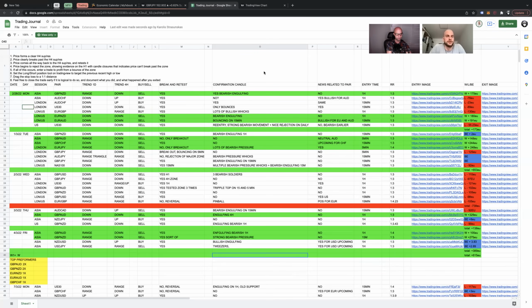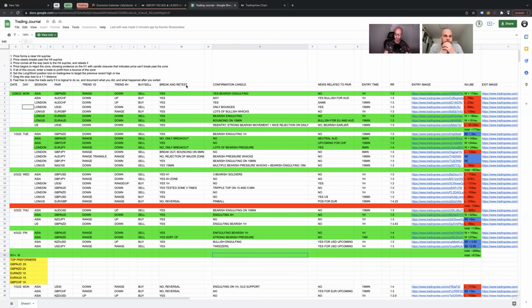Set the long short position tool on TradingView to target the previous recent high or low. Drag the stop loss to a 1-to-1 distance, and then feel free to close the trade early if it is logical to do so, and document what you did and what happened after you exited. Pretty straightforward. So the only thing is for rule number 6, do you understand what that means?